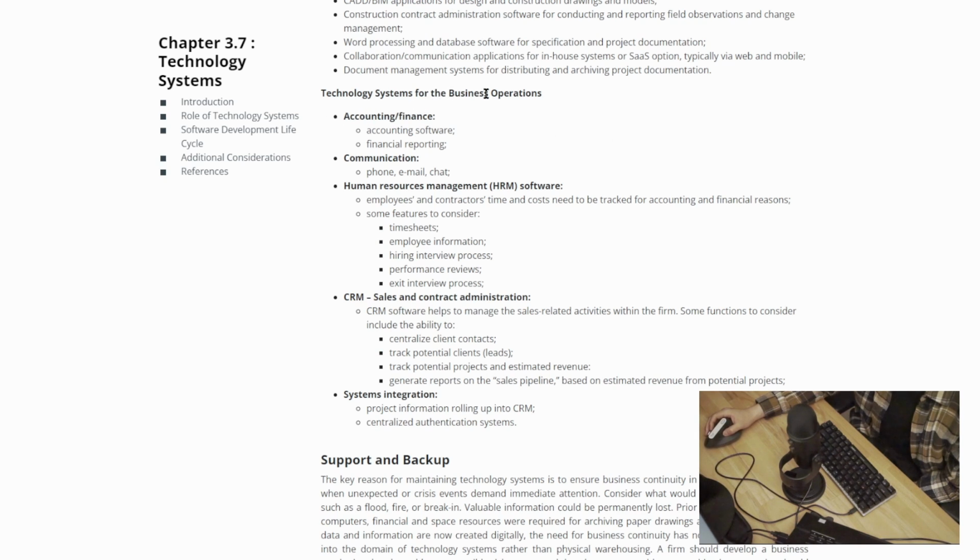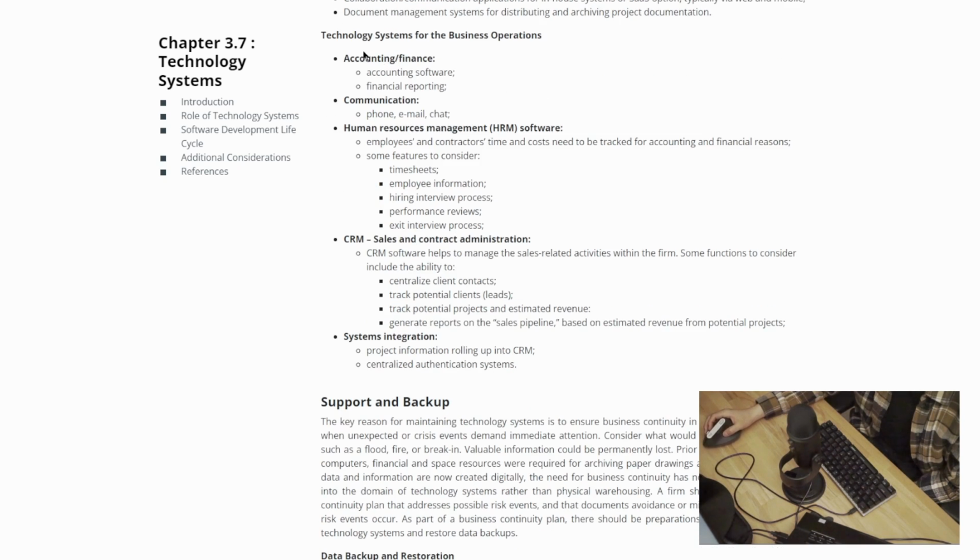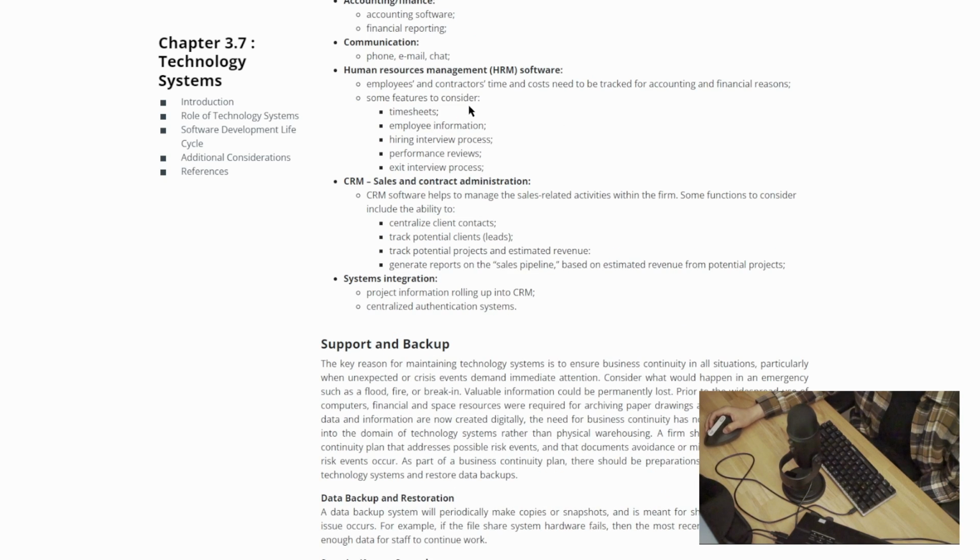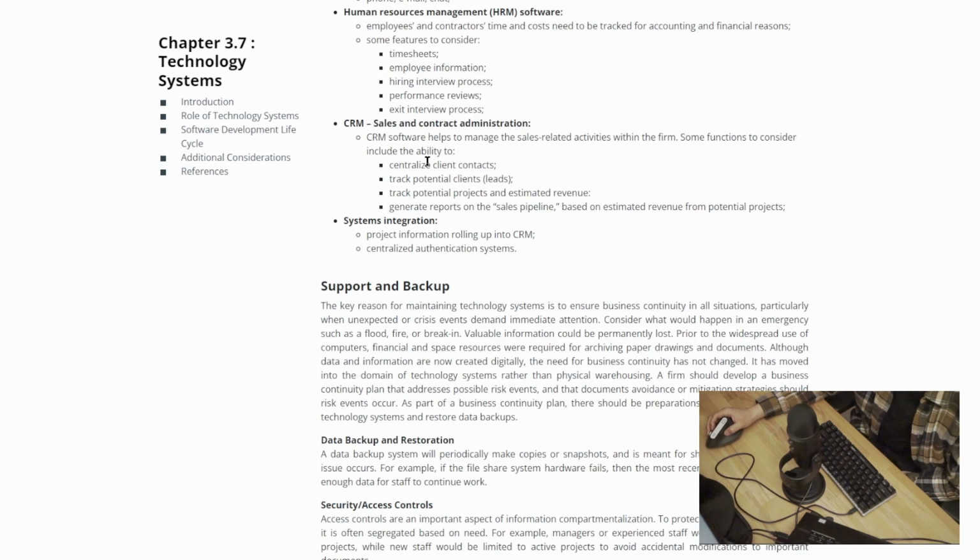Technology systems for the business operations. Accounting/finance: accounting software, financial reporting. Communication: phone, email, chat. Human resources management, HRM software. Employees and contractors' time and costs need to be tracked for accounting and financial reasons. Some features to consider: timesheets, employee information, hiring interview process, performance reviews, exit interview process.